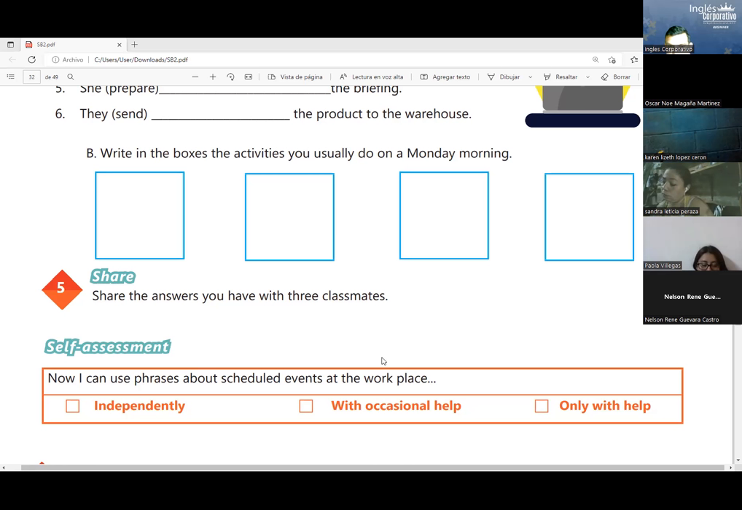I usually check the emails on Monday morning. Okay, or I usually call clients on Monday morning. O puede ser también, lo puede contestar. On Monday morning, I usually have meeting with my boss. Okay, have meeting with my boss. Okay, actividades que usted hace usualmente los lunes por la mañana.